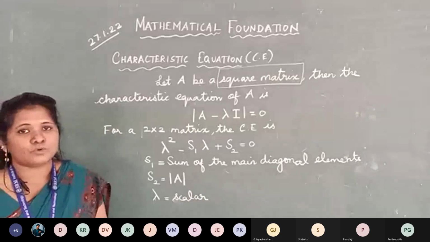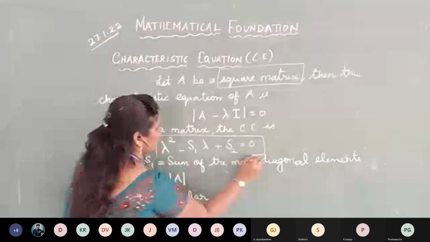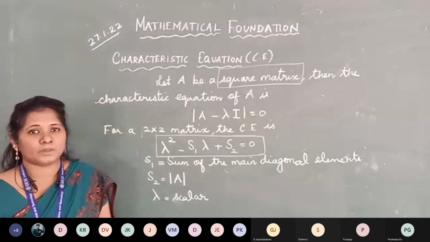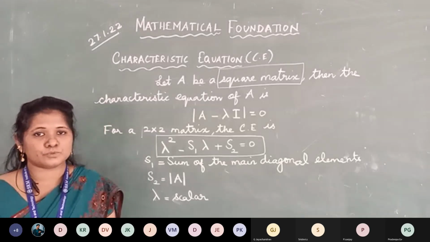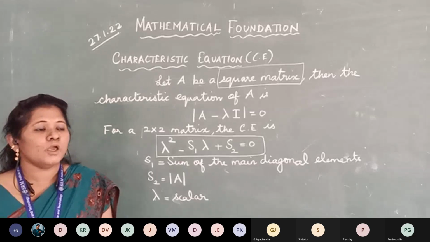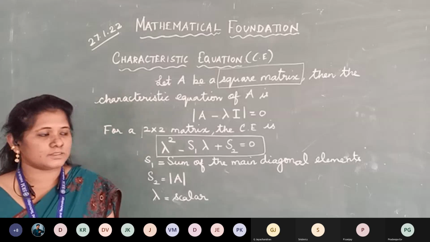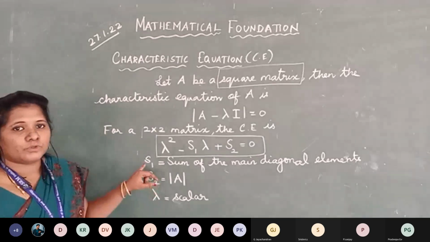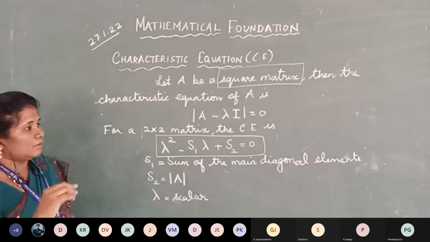This is for a 2 cross 2 matrix. Your formula is lambda square minus S1 lambda plus S2 is equal to 0. Definitely you will have to know this formula. Even if you are sleeping, when I tell you to get up and ask you what is the 2 cross 2 matrix characteristic equation, you should know this is your formula. Write it down for your 2 cross 2 matrix.